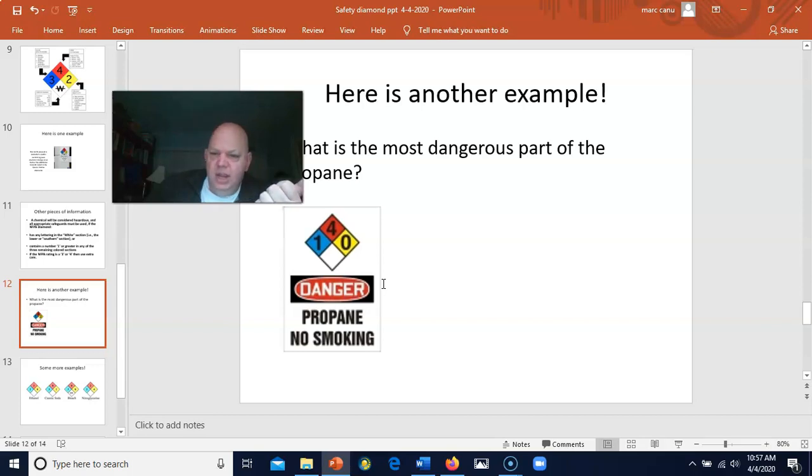It's not the reactivity. We don't have to worry about that. The 1, yeah, there can be some possible issues, but the thing's got to blow up. And of course, you're not going to inhale propane. The red. That means it's really easily flammable. And if you notice they put danger, propane, at least they're telling you what's in there, and no smoking. Yeah, that would be kind of an important thing. No smoking.